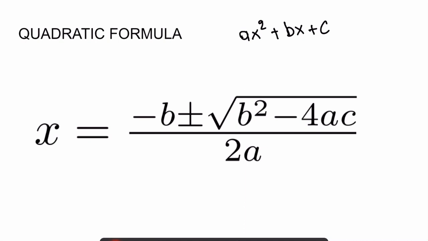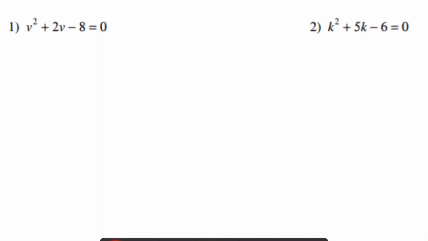So let me go ahead and start the problems. So we have v squared plus 2v minus 8 equals 0. The first thing that's helpful is identifying our a, b, and c. So we know the form ax squared plus bx plus c. Our a in this case is 1 because we have nothing in front of v squared, so we can say 1. Our b is 2, and our c is negative 8.